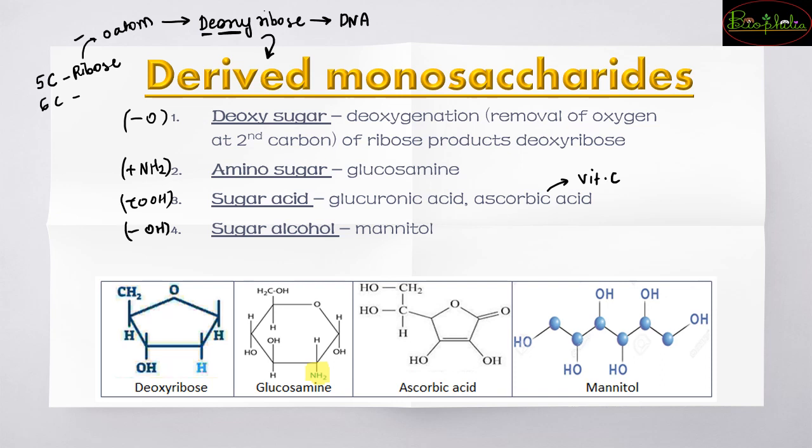तो ग्लूकोसामाइन कहाँ मिलता है? ग्लूकोसामाइन जो होता है, you will find glucosamine in the cartilages. कार्टिलेजेस में glucosamine is present in a large amount. Ascorbic acid, I told you, it is vitamin C. और mannitol जो होता है, it is found in brown algae. ब्राउन एल्गी का जो स्टोरेज फॉर्मेशन है, that will be in the form of mannitol.